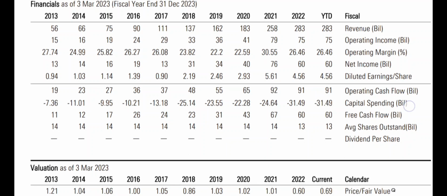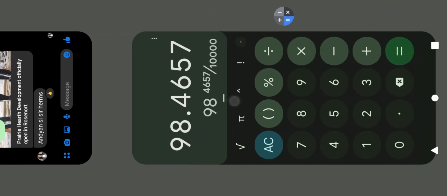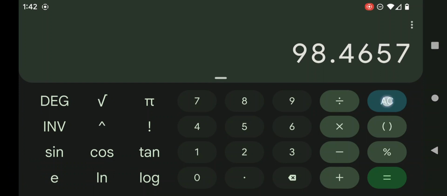60 plus 60 equals 120, first double. And the second double is 120 plus 120 is 240. That's a second double. So if it doubles every 5 years, let's go to the calculator.